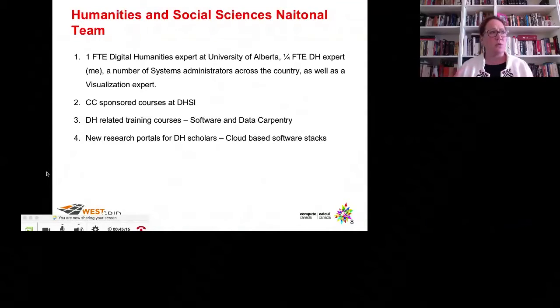And then a couple of other smaller workshops. We'll be sponsoring courses next year. I think there'll be one on multimedia as well. I'll be giving a short workshop on research data management practices.